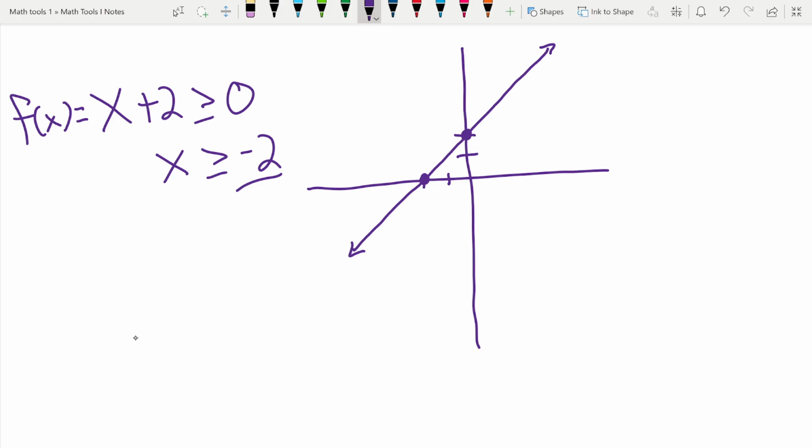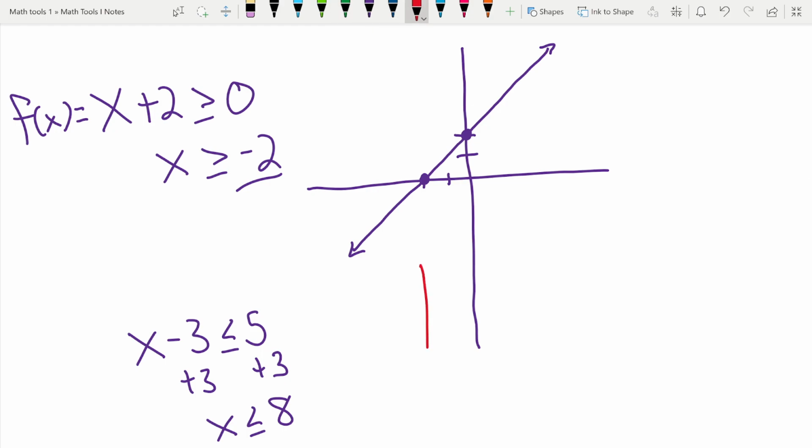Okay, so let's do a couple other ones, like maybe x minus 3 is, let's do less than or equal to 5 this time. Well, we can add 3 to both sides, and then we'll get x is less than or equal to 8. Okay, so again, if we graph this one, maybe I should change the color here. If I graph f of x equals x minus 3, this has a y-intercept of -3, again, slope of 1.